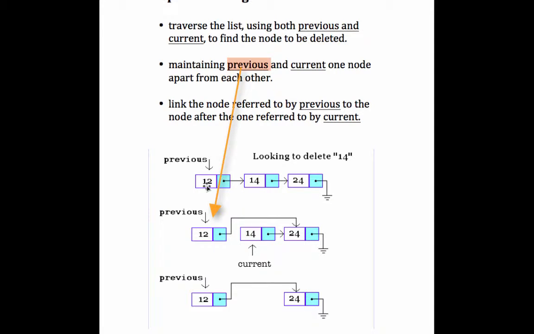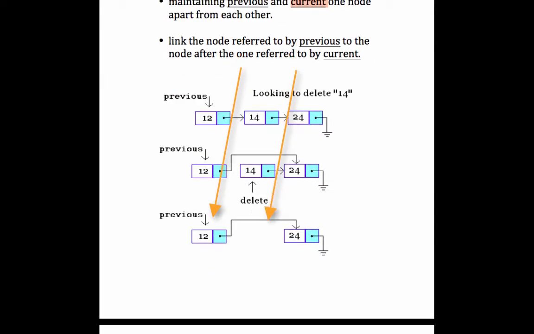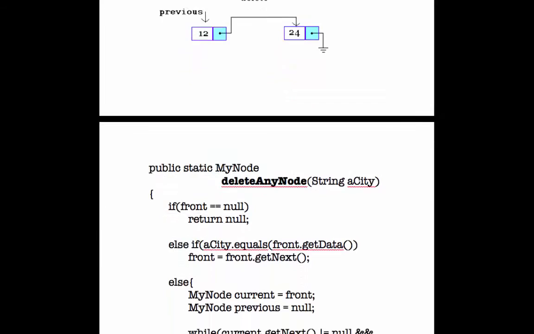So previous referred to 12, 12 precedes 14. What about current? Well, current is going to refer to the node to be deleted, which is 14. So once we have those two, then we can manipulate the next reference in the different nodes and then bypass 14. In other words, take the next in the node that has 12 and make it refer to the node that has 24, bypassing 14, and then 14 is not part of the list. So let's take a look at the code that does those things.